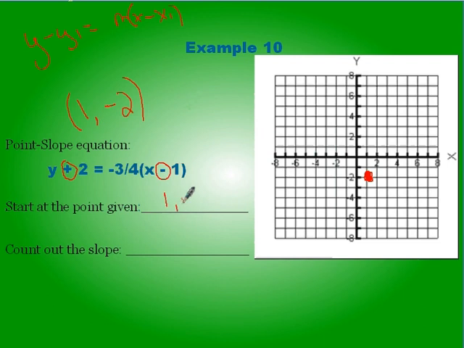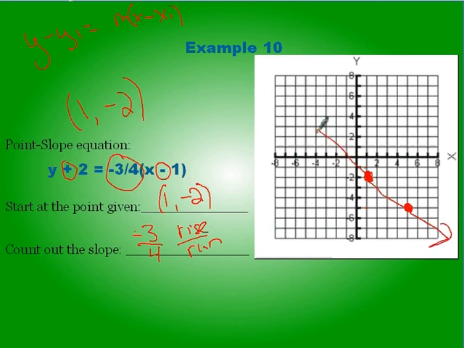So the point given was 1, -2. And then from there you count out the slope. Our slope is -3/4. Okay, that's rise over run. So from this point that you just did, you rise -3, which basically means you drop 3. 1, 2, 3. And then you run 4 to the right. 1, 2, 3, 4. And you put a new dot there, and you connect your dots. All done.